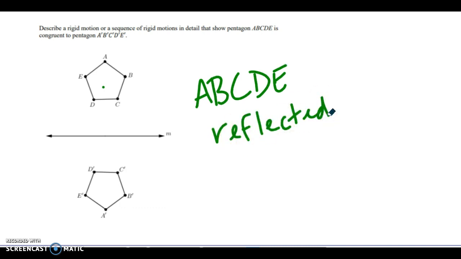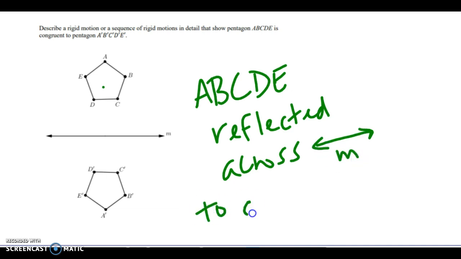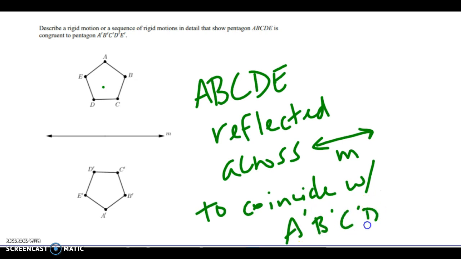But where was it reflected? Across the line segment M to coincide with A'B'C'D'E'.